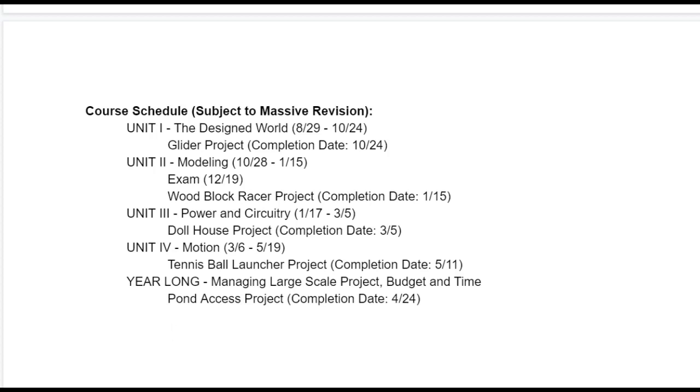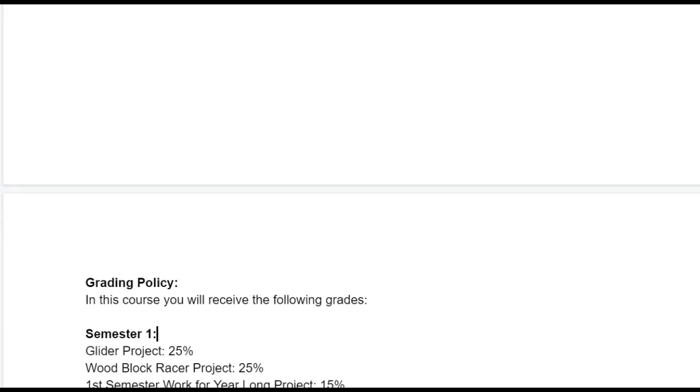The 4 projects that we're working with here are a glider, which is our first project of the year, a wood block racer, which is the second project, building a dollhouse that's going to be powered and electrified, which will be the third one, and a tennis ball launcher. So those are the 4 big projects throughout the year, and then the ongoing project will be about access to our pond for some of our younger students in the lower and middle school. We're going to get into that as the class moves on.